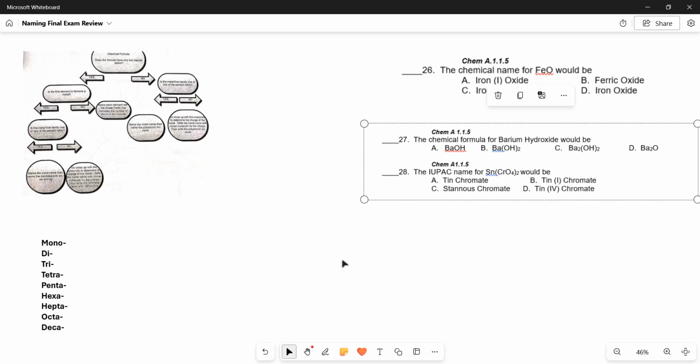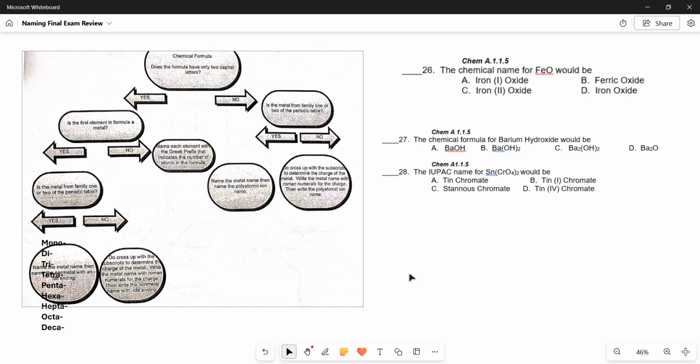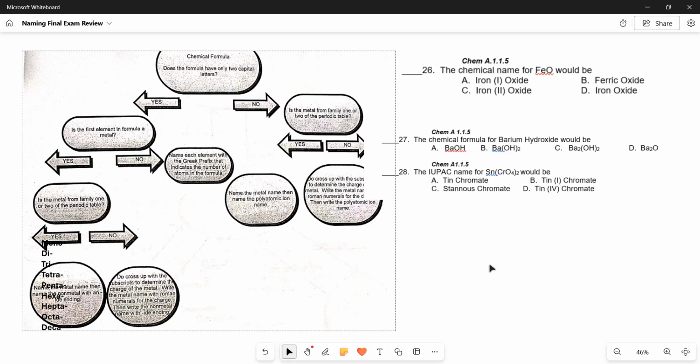After 31 years of teaching, I had a final exam that was anywhere between 75 and 100 multiple choice questions, some application, some understanding, and I've broken down my review into different topics. We're going to talk about naming today. In my classroom, I use the flowchart for naming compounds, and so I'm just going to quickly go over that with you right now so that it can help us with our answering of the questions.